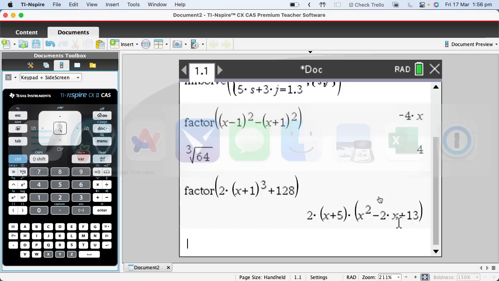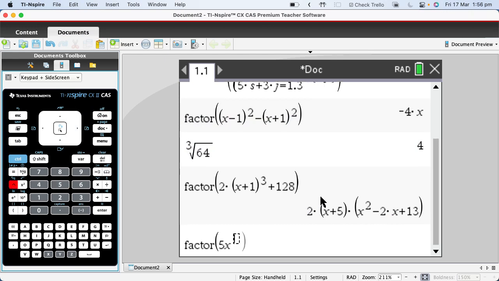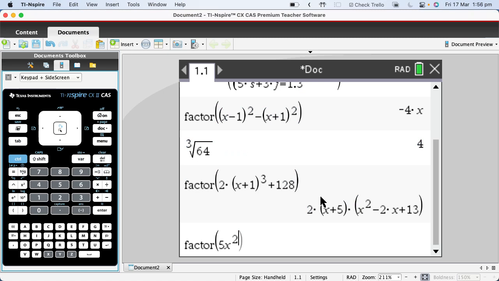If I put this into my calculator, I think 5x squared minus 16x plus 12.